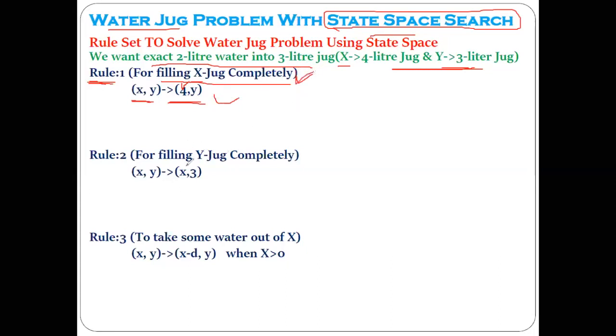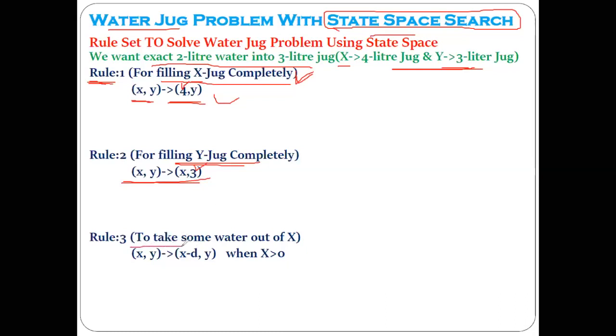Now suppose you want to fill the Y jug completely, just opposite to that. This rule will be utilized here: X comma Y implies X comma 3, because the capacity of the second jug is how many liters? 3 liters. Understood.